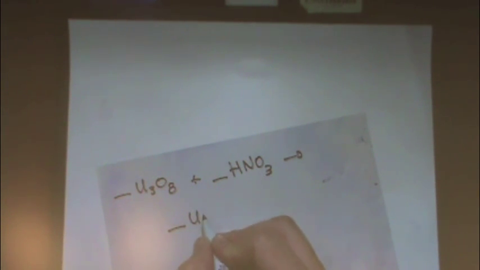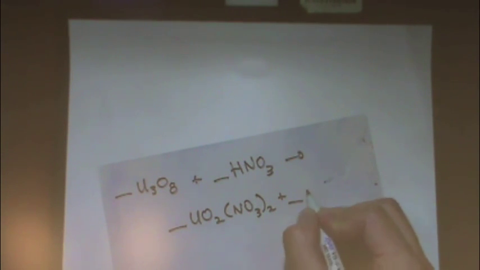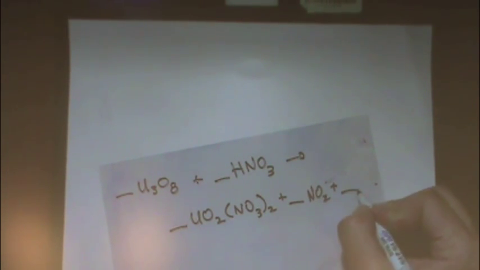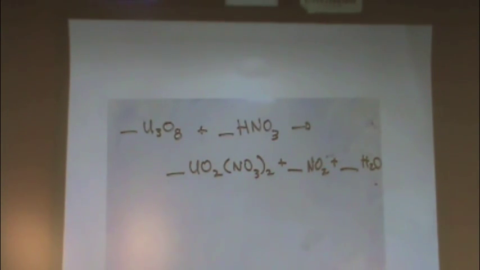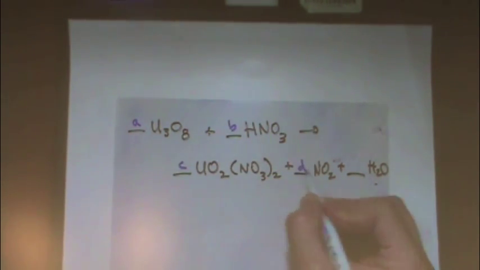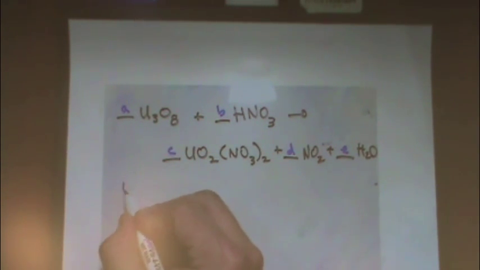HNO3 goes to UO2(NO3)2 plus NO2 plus H2O. All right. Because I don't know the level of toughness, I'm going to get another color out for scratch. I'm just going to put variables here: A, B, C, D, E. When I'm approaching a tougher problem, it's just easier to put variables there, and you'll see why. Okay, now I'm just going to go through the different atoms that I see.